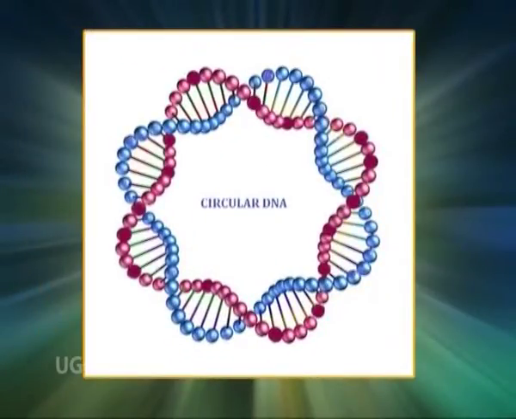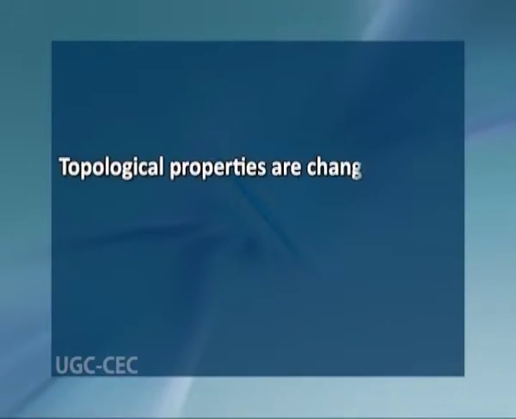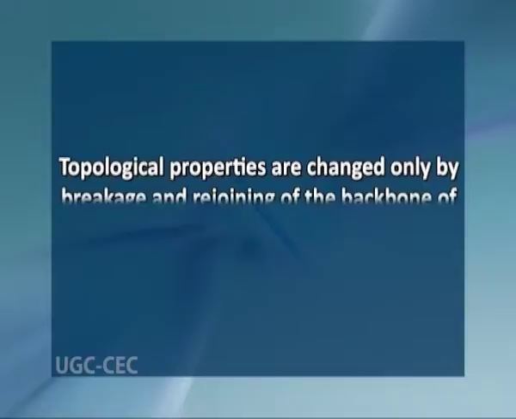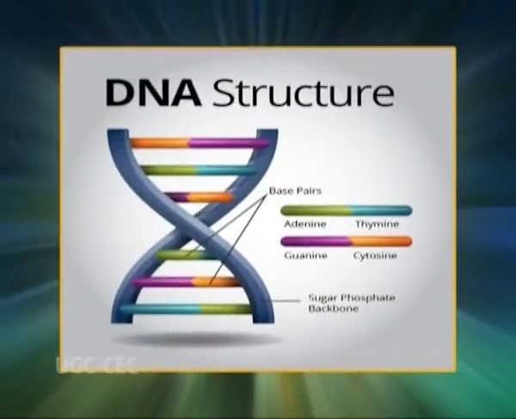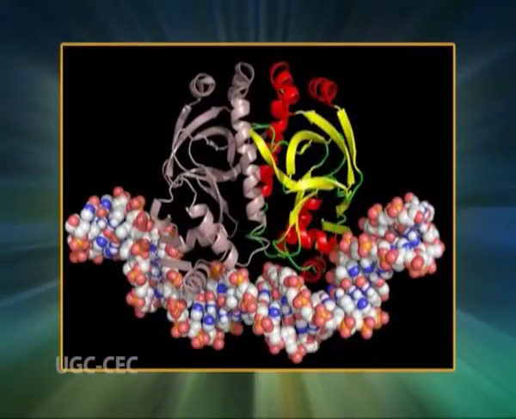For circular DNA molecules, a topological property is one that is unaffected by deformations of the DNA strands as long as no breaks are introduced. Topological properties are changed only by breakage and rejoining of the backbone of one or both DNA strands. As DNA is a flexible structure, its exact molecular parameters are a function of both the surrounding ionic environment and the nature of the DNA binding proteins with which it is complexed.